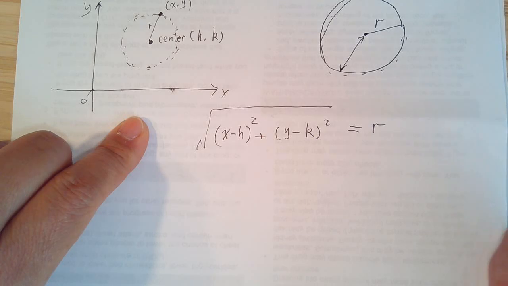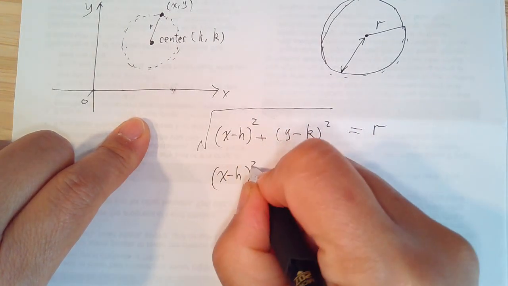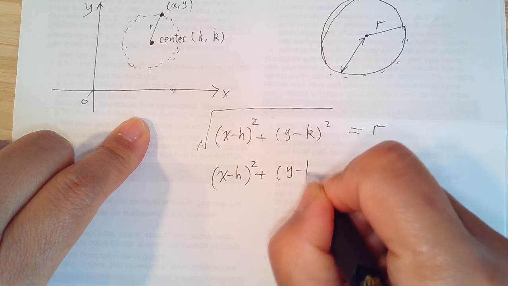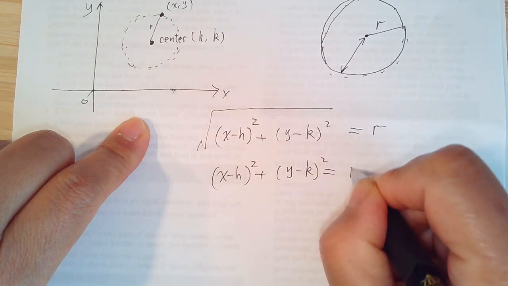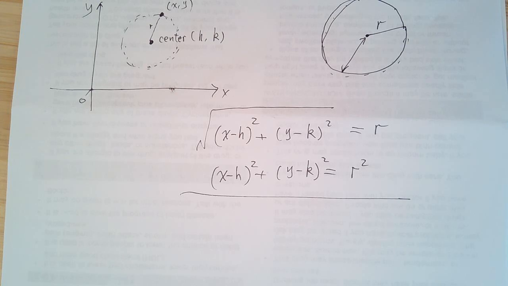Okay, we square both sides. So if you ever see an equation that looks like this, that is a circle. (x minus h) squared plus (y minus k) squared equals r squared. Every single time you see this type of equation, you should know that it's a circle.